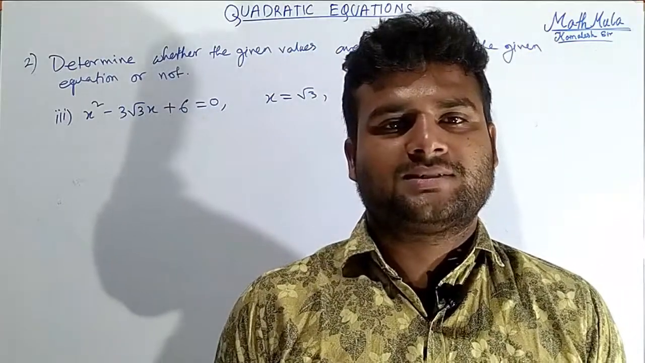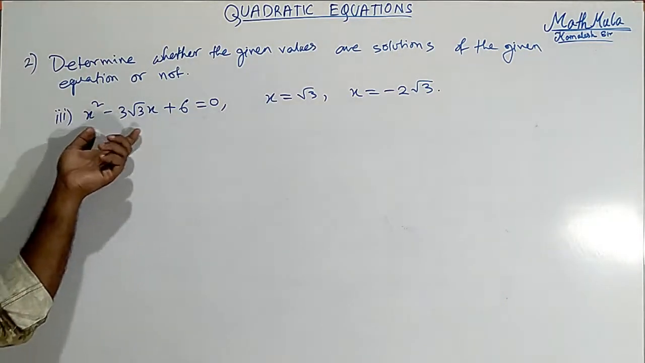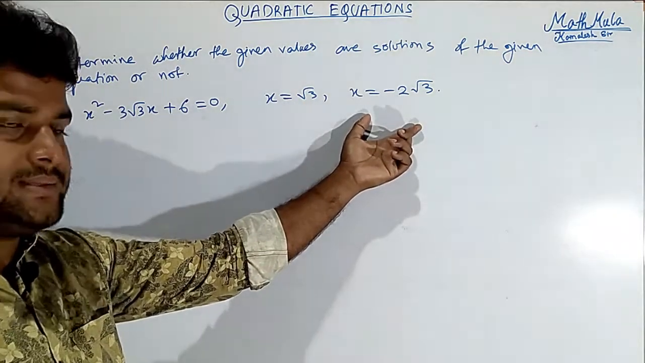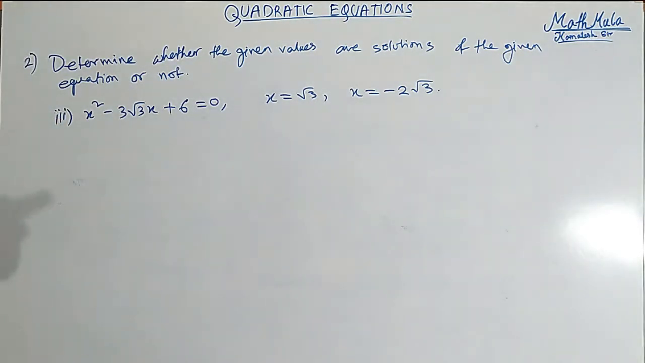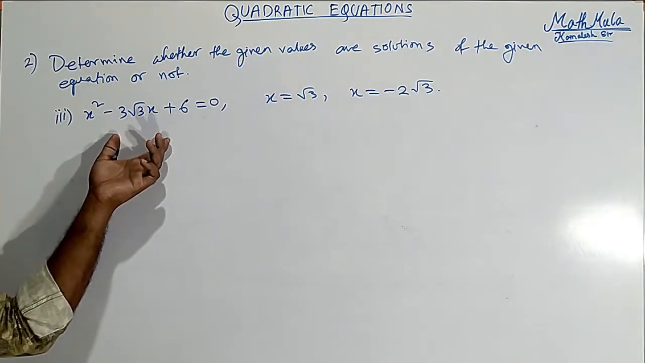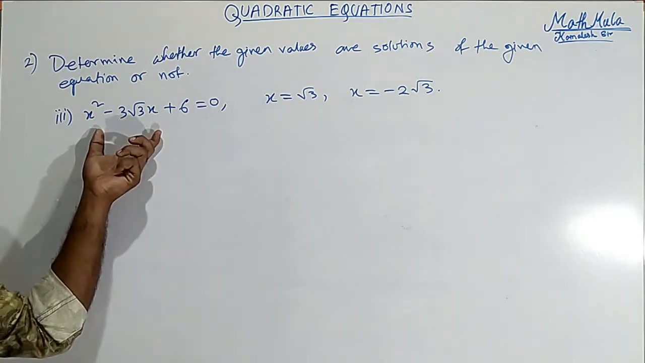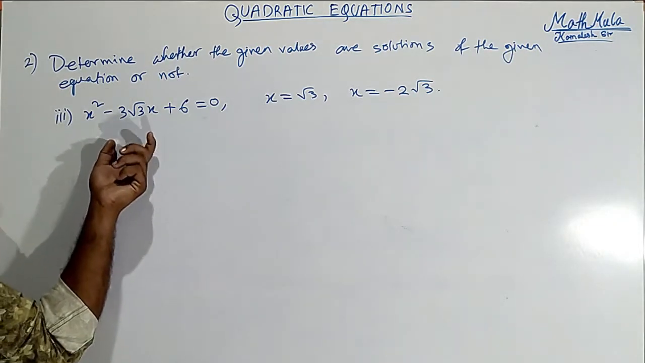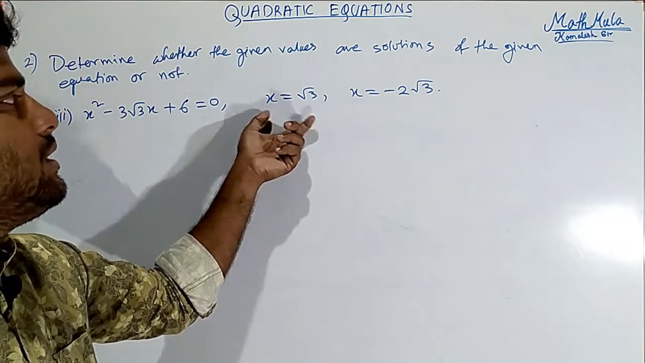Now I solve the next sum. Determine whether the given values are solutions of the given equations or not. Now this is a given equation and these two values are given of x. Now we have to check whether these two values of x are solutions of this equation or not. For a root, we have to put the value of x in LHS, and if the value of LHS of this equation is 0, then we can say this value is the root or a solution of this equation.